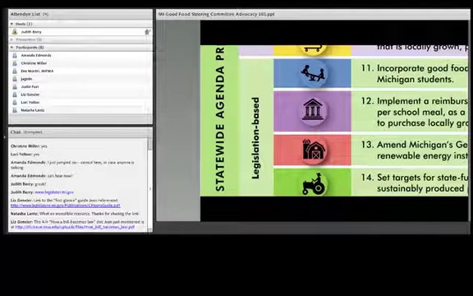If you look at the building symbol, remember the Michigan Good Food Charter is 25 priorities, and they're organized by virtue of where the policy change needs to occur. This is clearly defined as legislation-based. Now it's interesting, if you look at number 12, there's a little building, and that building is not government. If you look at the key at the bottom of the Good Food Charter, that symbol means it's institution-based.